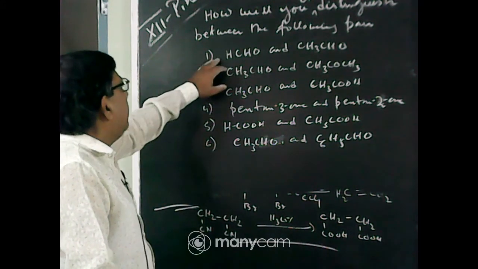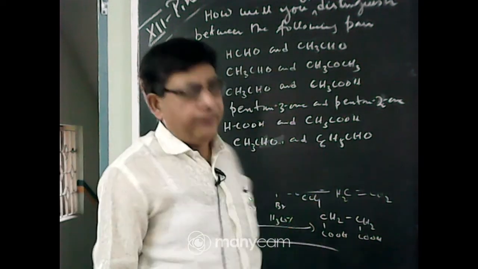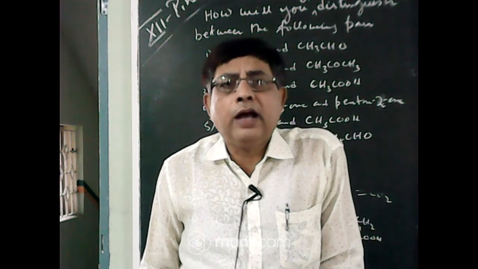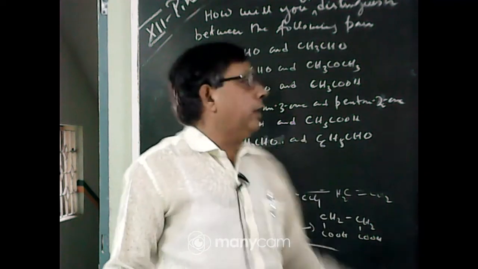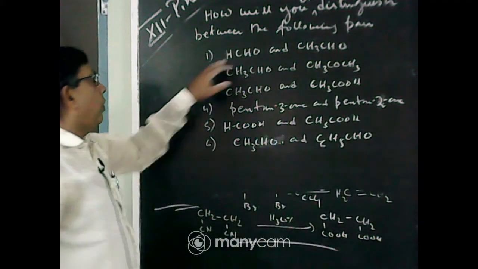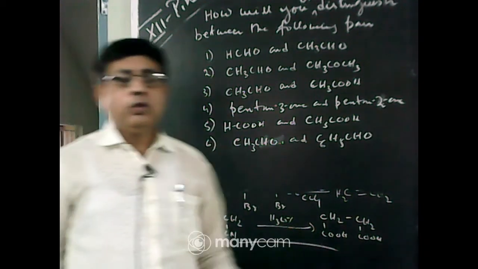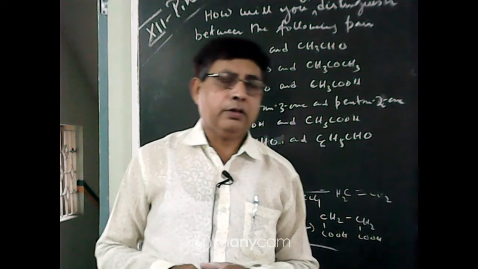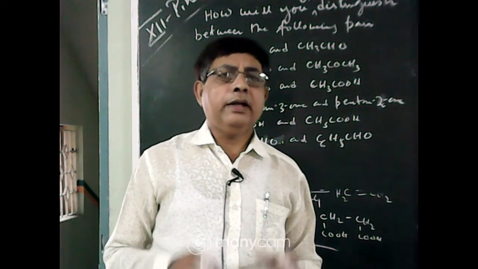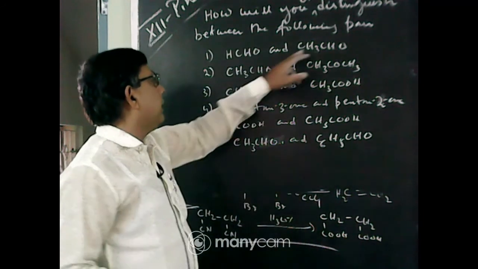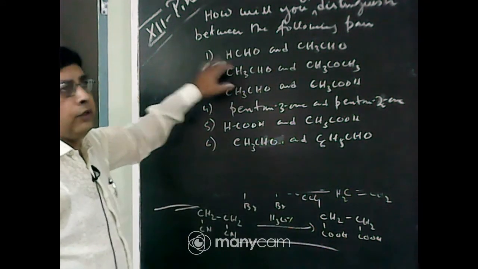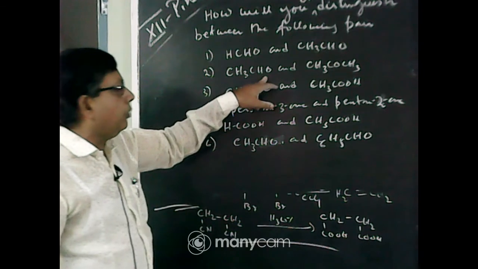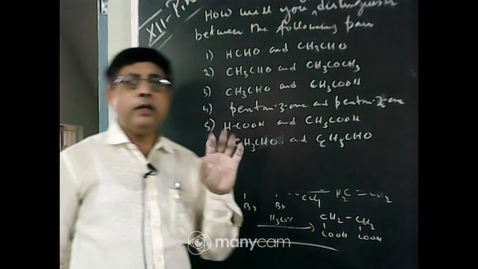For example, first one, formaldehyde and acetaldehyde. Acetaldehyde has a ketomethyl group, CH3CO group. So when heated with iodine and NaOH, acetaldehyde gives a yellow precipitate of iodoform, but formaldehyde does not respond to this reaction. So they can be distinguished by the iodoform test. That is, when heated with I2 and NaOH, a yellow precipitate is formed in case of acetaldehyde, but formaldehyde does not give any precipitate.